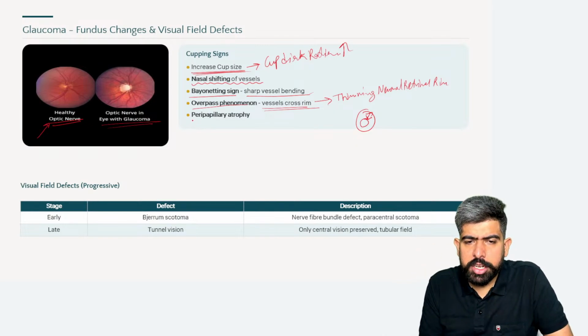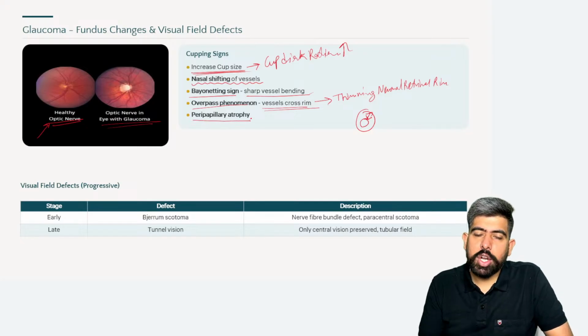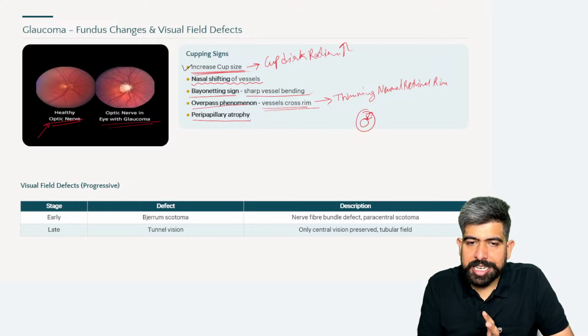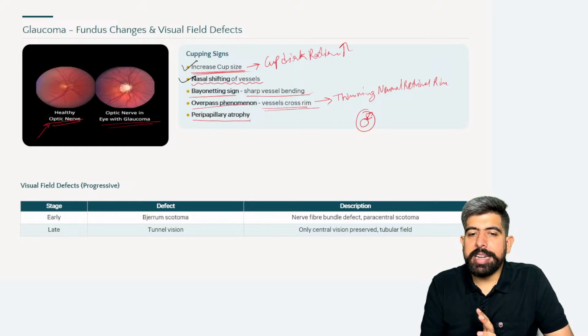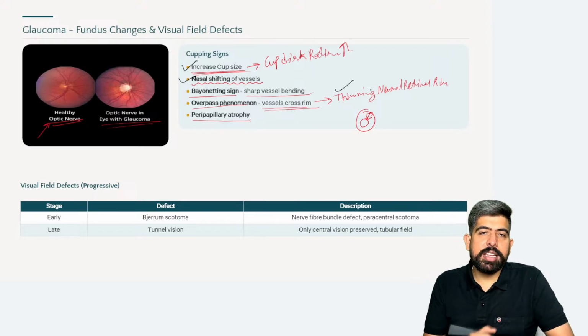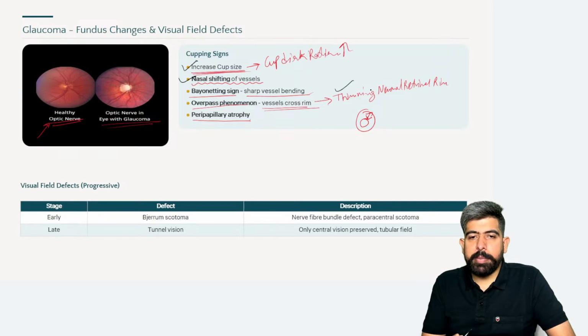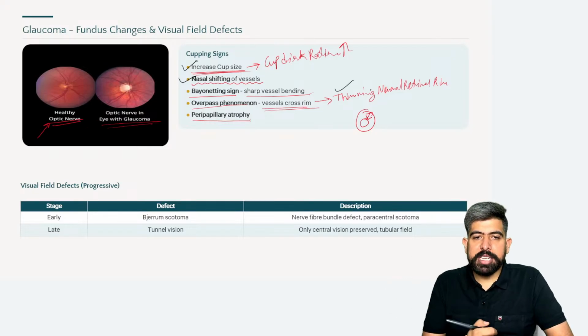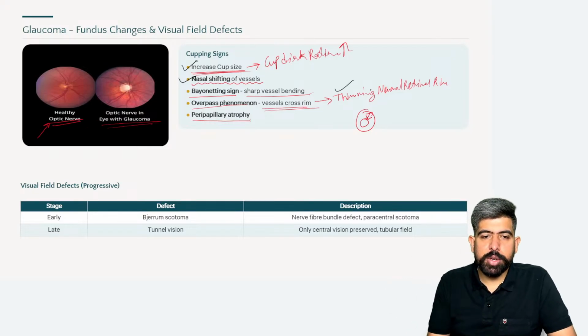Last, peripapillary atrophy can be seen in this condition, where the optic nerve can be atrophied. So these are the fundus changes which will be there. Markedly, there should be an increased cup size, nasal shifting, and thinning of the neuroretinal rim. If these three are there, that is very, very important. Also, the Bayonetting sign and the overpass phenomenon can also be present.